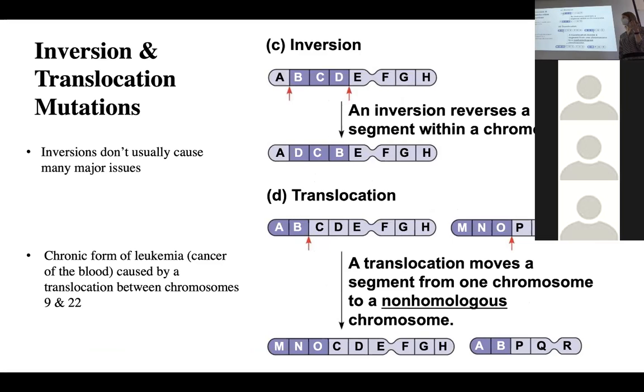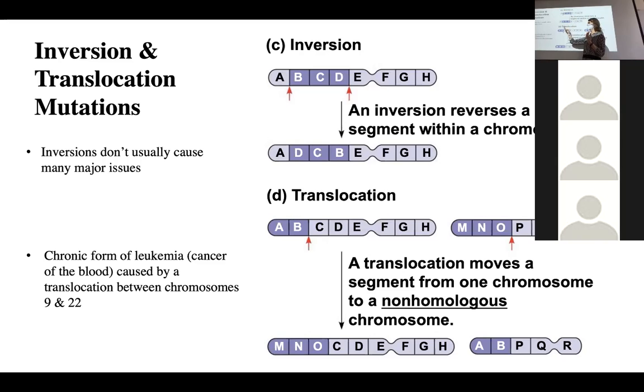incorrect order. So inversion is at the top here. If we look at this chromosome, we're going to imagine that it has genes A through H on it. Normally it goes B, C, D right here. In an inversion, those are just flipped. So you get D, C, B. So they're in the opposite order. They're all still there. They're on the right chromosome, but the order is flipped.